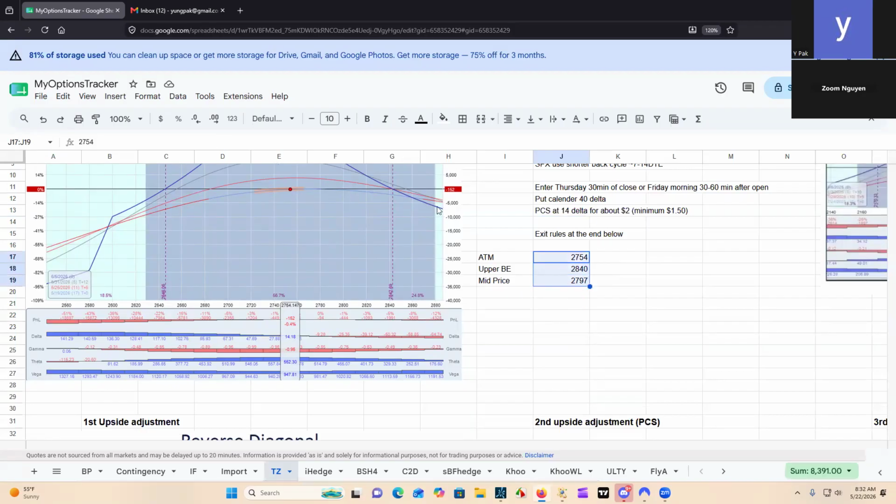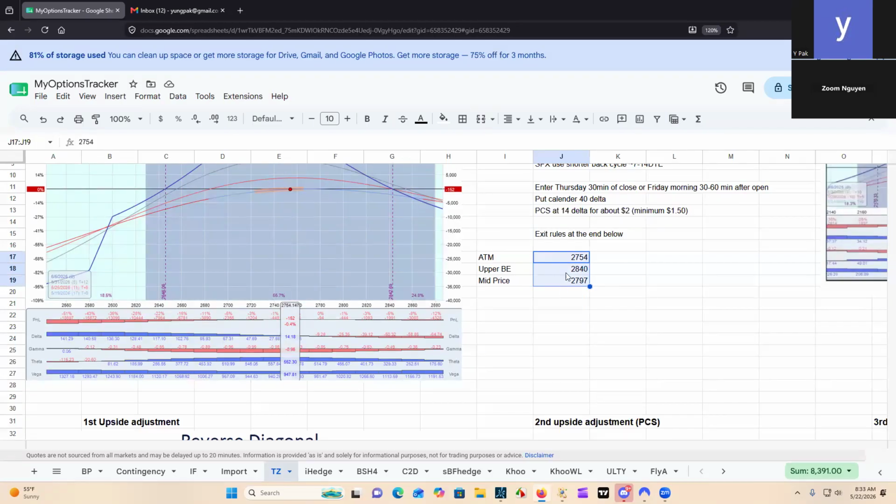I just calculate them and roughly round it up, because you want to go in 5 point increments. So it'll be 2,800, and this will be 2,755 at the money, upper break even, mid price. So if it hits any of these, not at the money, but the upper break even or the mid price, I got that right?